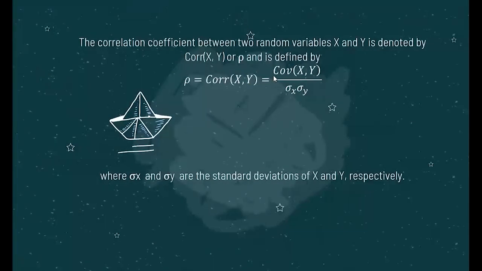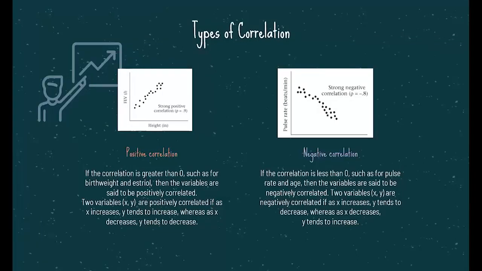The correlation coefficient between two random variables x and y is denoted by correlation xy or rho, and is defined by rho equal to correlation xy equal to covariance of x, y divided by sigma x into sigma y. Sigma x and sigma y are nothing but the standard deviations of x and y. We know how to compute standard deviation. There can be two types of correlation, a positive correlation and a negative correlation, as I have said.